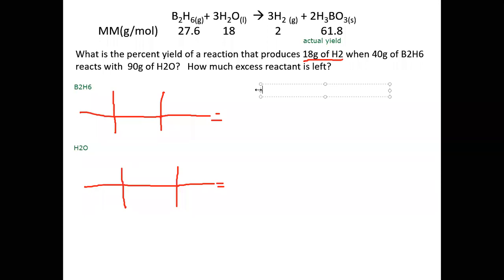So the mole ratio for B2H6 is 1 mole of B2H6 equals 3 moles of hydrogen. And then for water, 3 moles of water equal 3 moles of H2. So we have 40 grams of B2H6. First step, we're going to convert to moles.